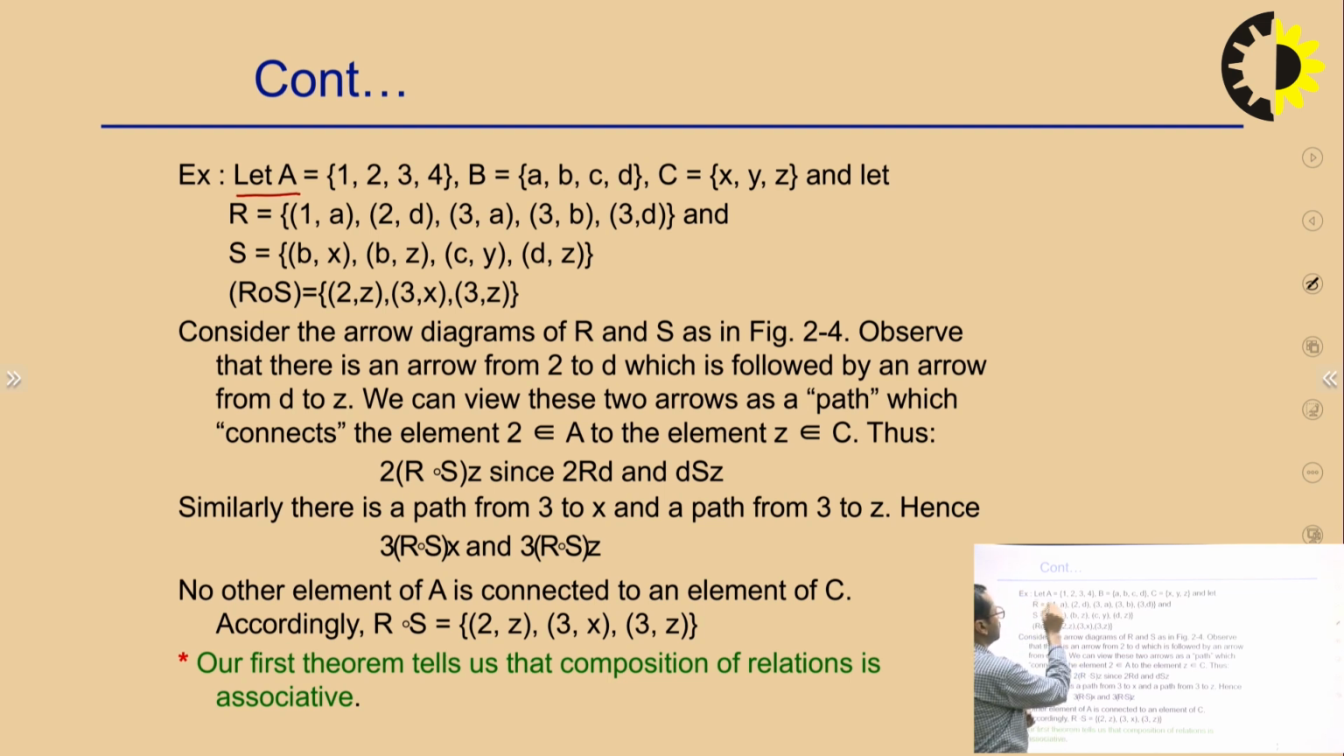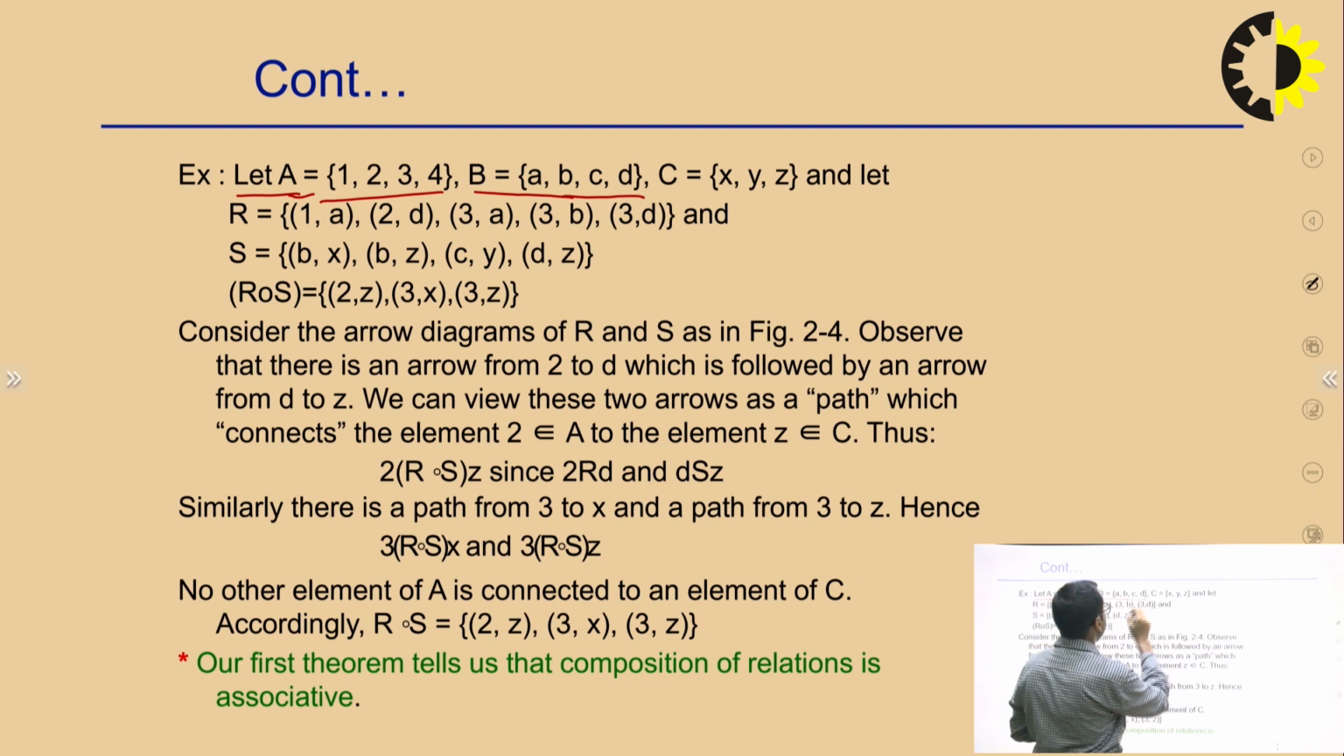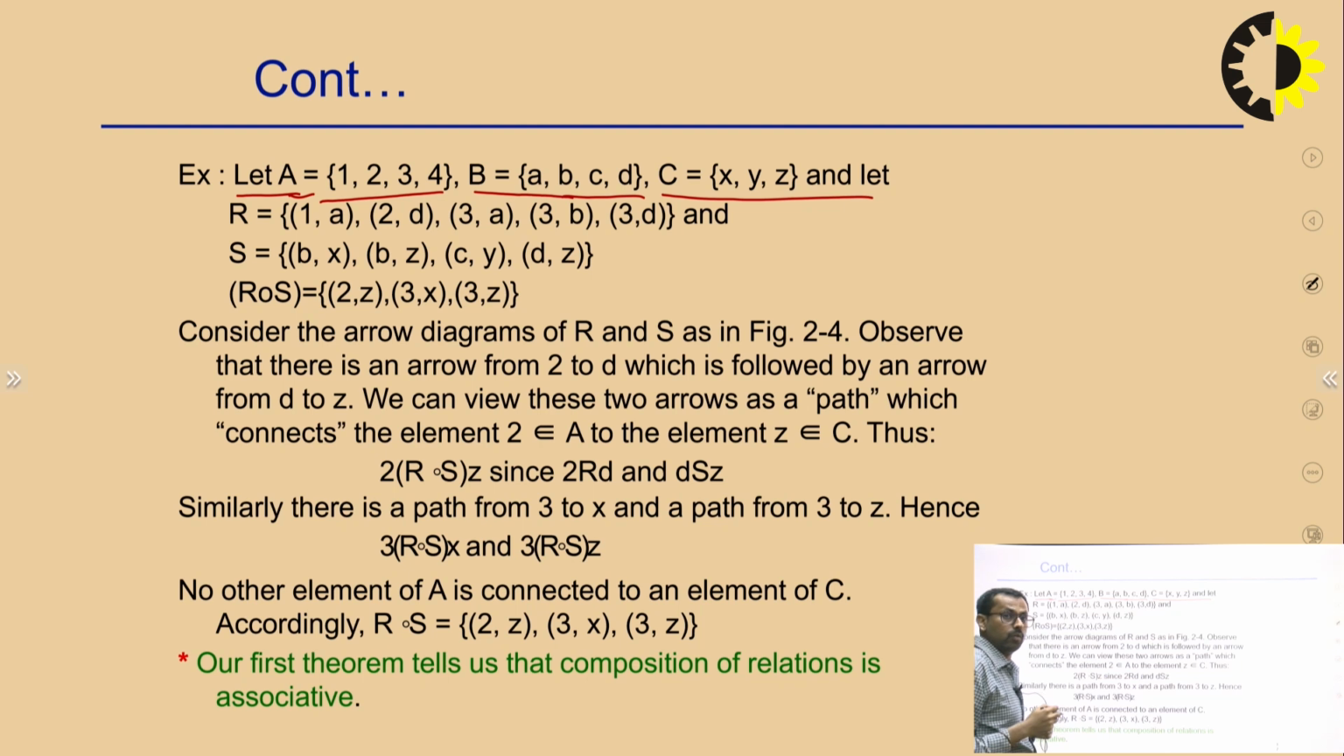Let set A contain the elements 1, 2, 3, 4 and set B contain the elements a, b, c, d, and there is also a set C that contains the values x, y, z. A relation R exists from A to B which has the elements 1a, 2d, 3a, 3b and 3d. For S, there is a relation from set B to C, represented as this.